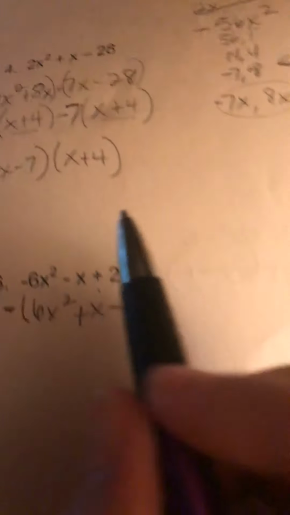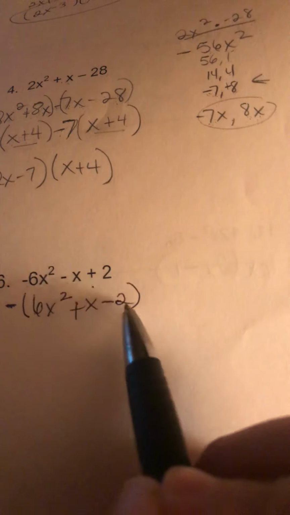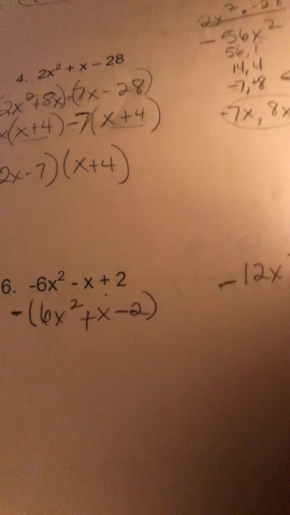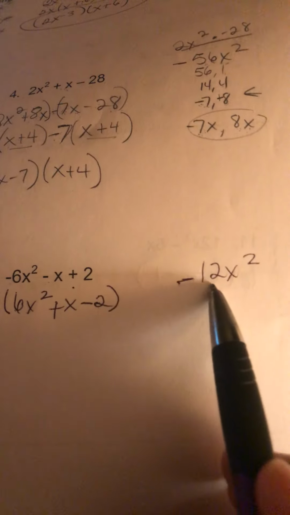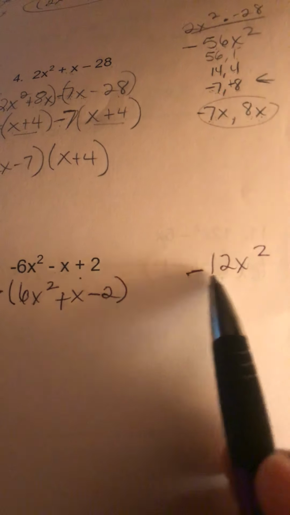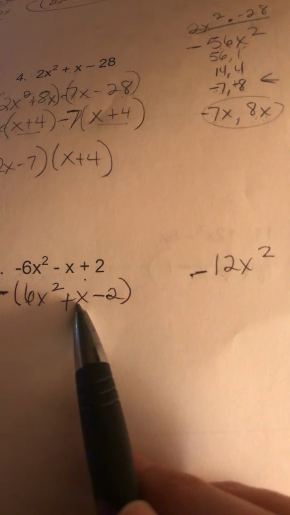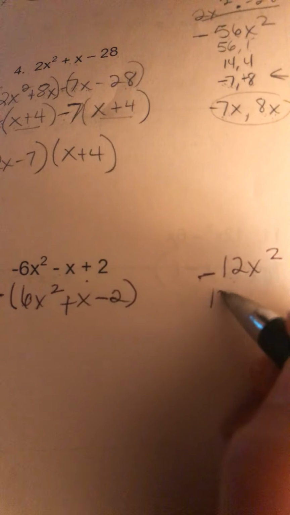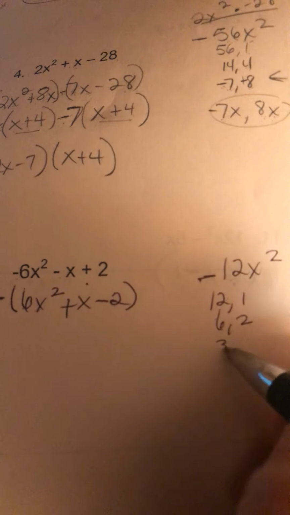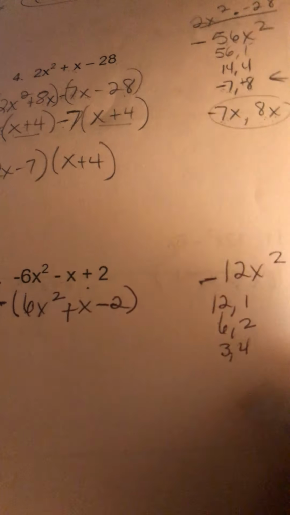Now we're trying to find 6x squared times negative 2, which gives you negative 12x squared. So we need to find the multiples of negative 12 that when you add or subtract, you get a positive 1. Let's list them out. We get 12 and 1. We're going to get 6 and 2. We're going to get 3 and 4, right? And then 4 and 3.